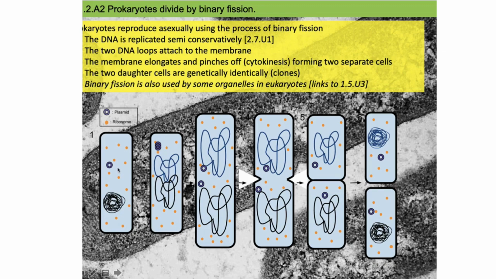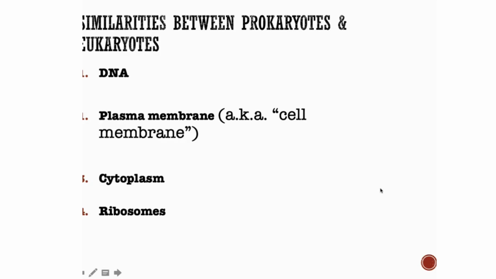Here, the plasmids and DNA are actually replicated, and then the cell starts to divide into two identical daughter cells. Similarities between prokaryotes and eukaryotes are the DNA, the plasma membrane, cytoplasm, and ribosomes.